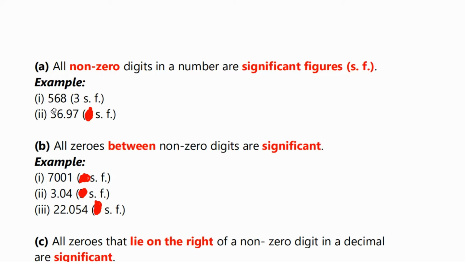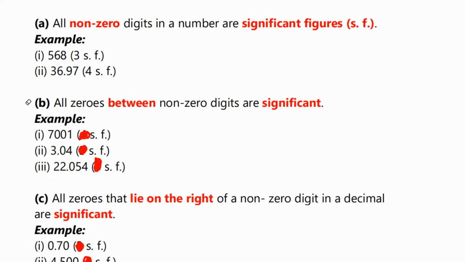Example 2. 36.97. Even though there's a decimal, we also count from left to right. And all the numbers here are non-zero digits. So all of them are counted. So 1, 2, 3, 4. 4 significant figures.